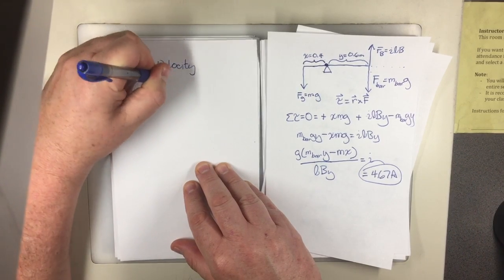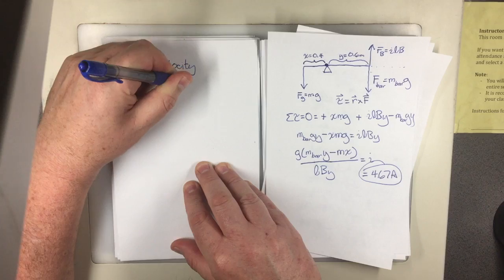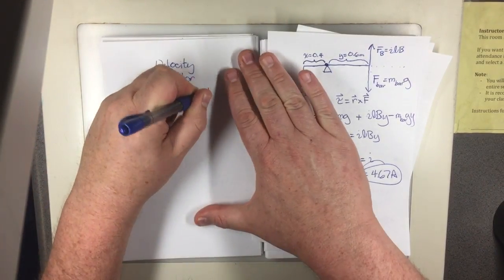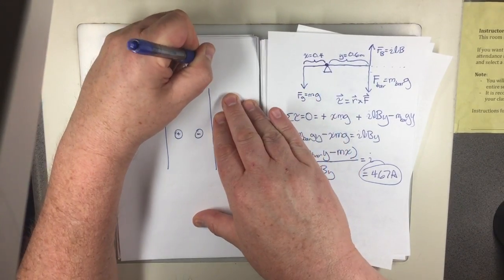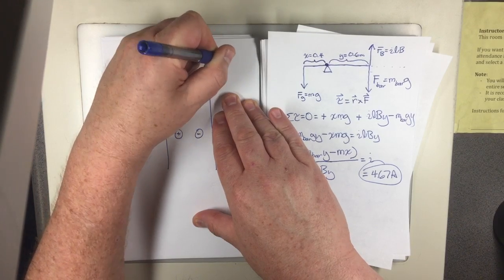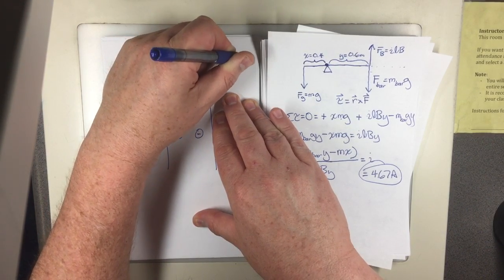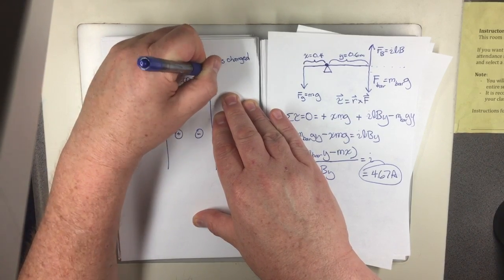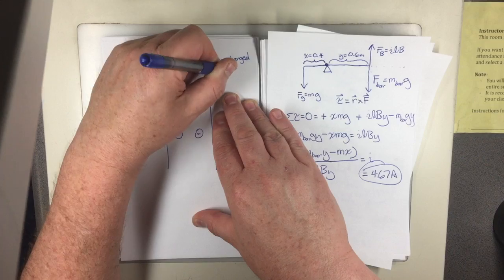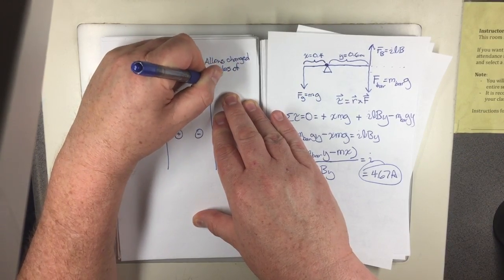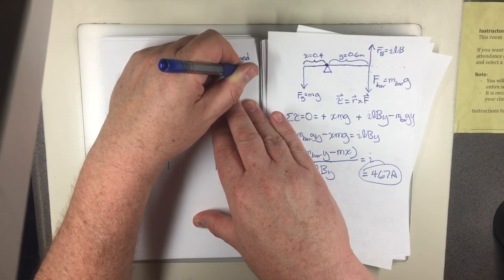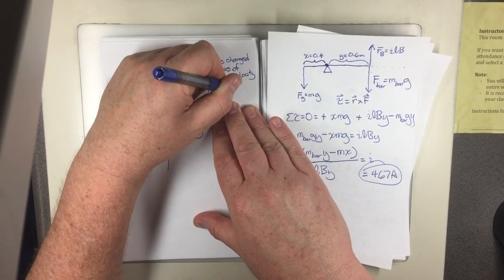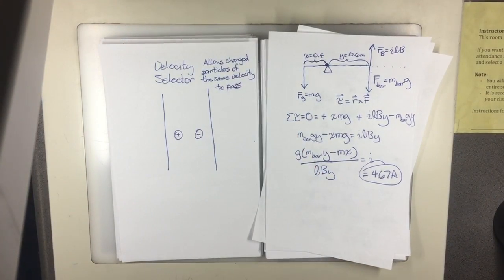A velocity selector will allow charged particles of the same velocity to pass. Hence, velocity selector. It selects the specific velocities.